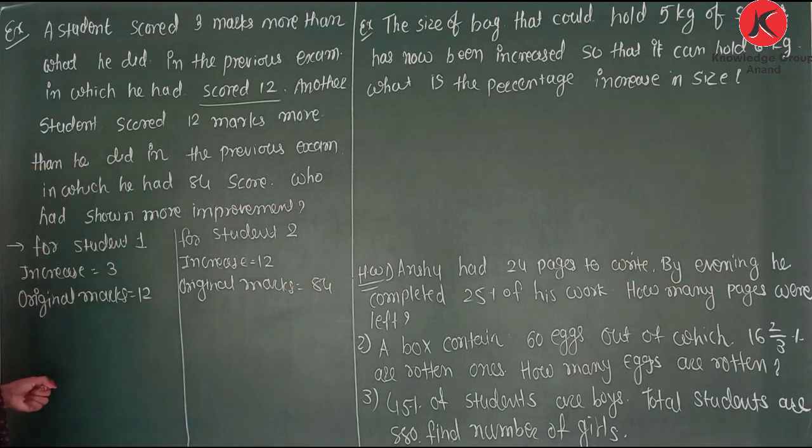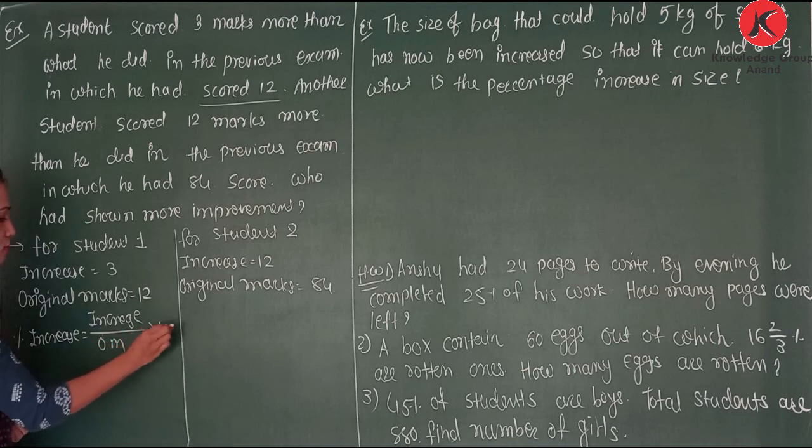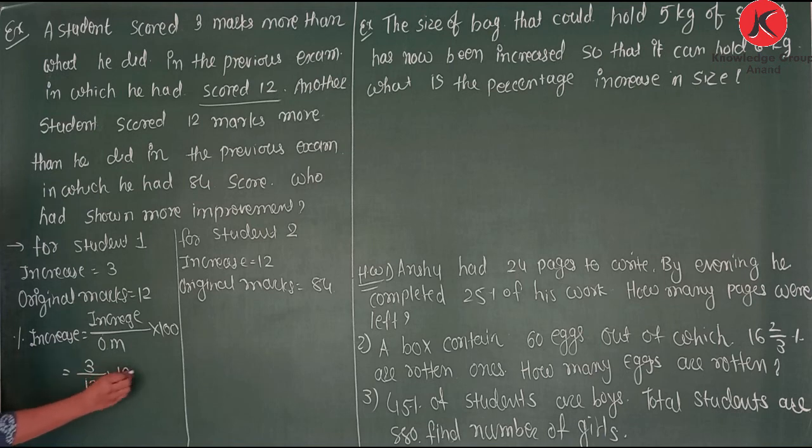In which who had showed more improvement? So whose performance is better? For that we need to find the percentage. So we can find the increase. Here the example of increase is given, so we can find increase percentage is equal to increase divide original marks multiply 100. Increase is 3, original marks is 12, multiply 100, 25. So percentage increase is 25%.